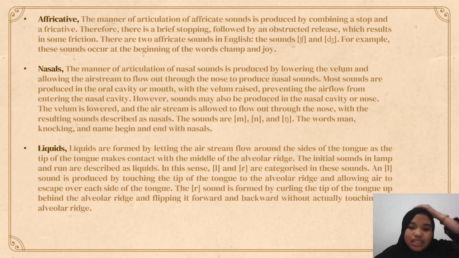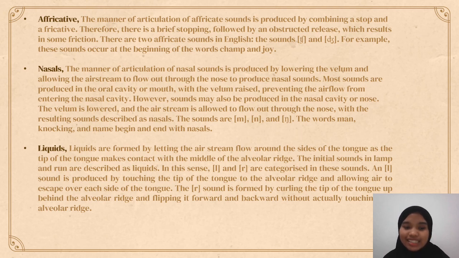So the next is affricate. The manner of articulation of an affricate sound is produced by combining a stop and a fricative. Therefore, there is a brief stopping followed by a release, which results in some friction. There are two affricate sounds in English. The sounds are ch and j. For example, the words jam and joy.